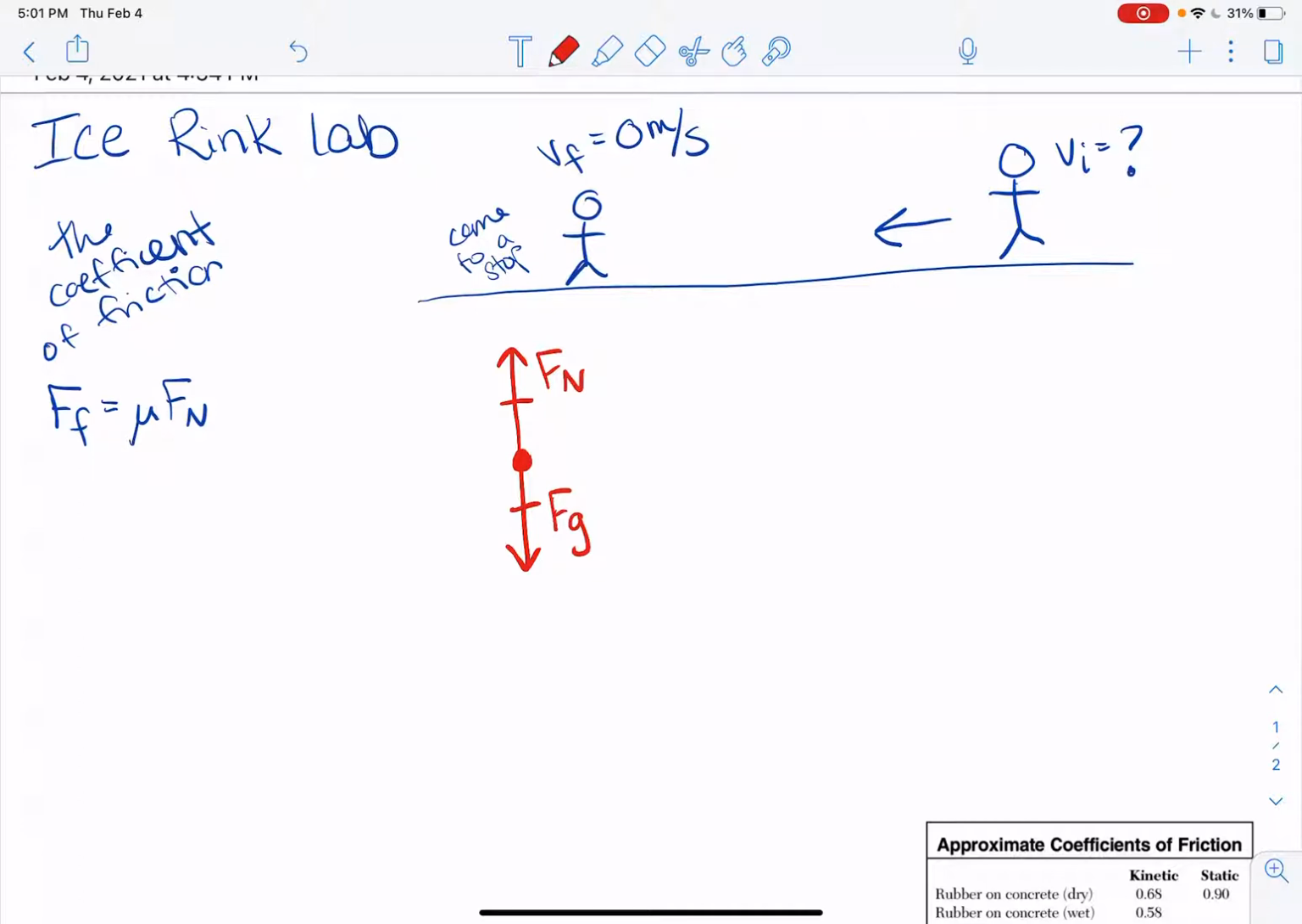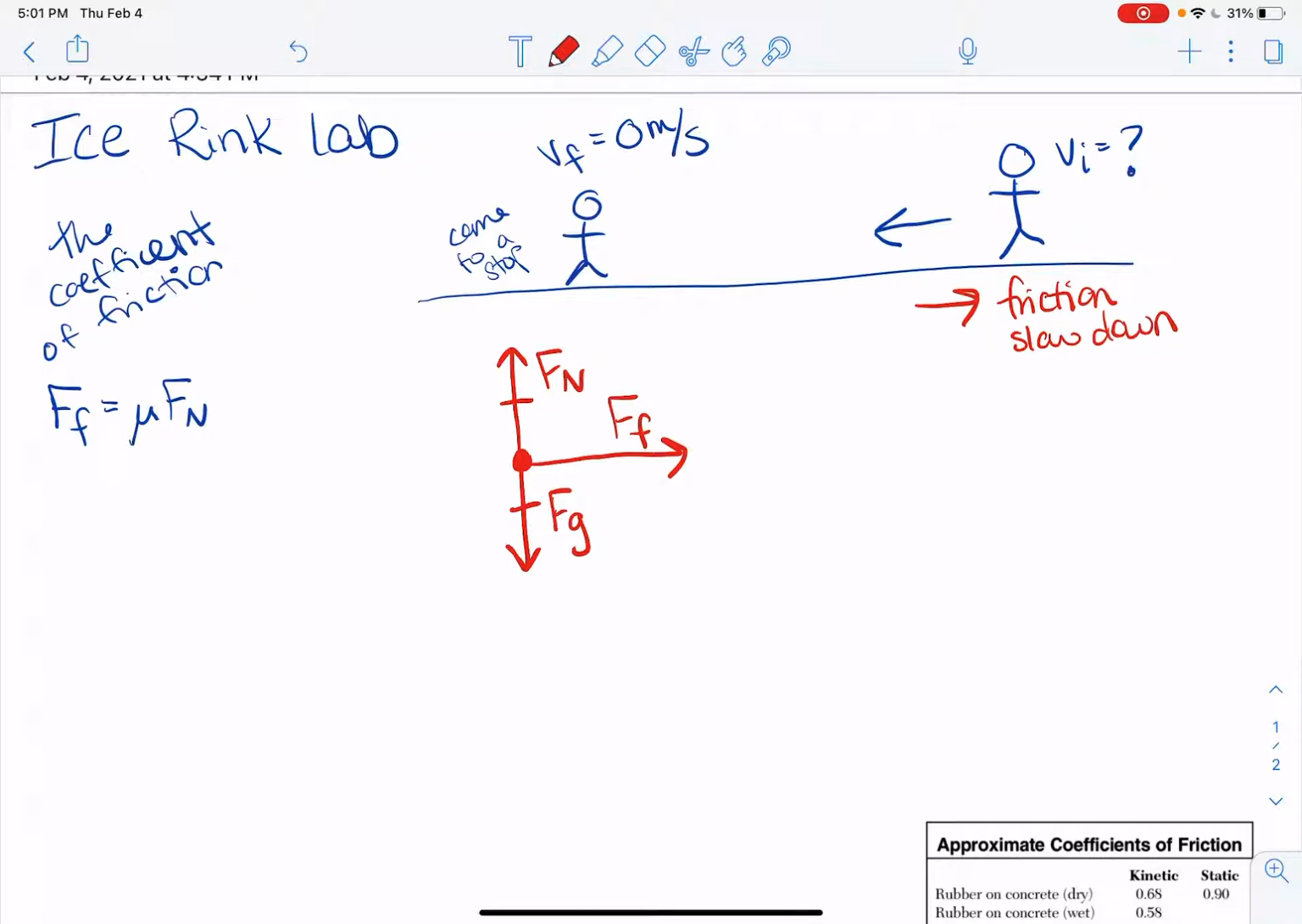Now, once the person starts sliding, they're moving to the left, in this direction, but they're slowing down, which means that the friction is happening in this way. The friction is moving that direction, and that is causing them to slow down. So I'm going to draw my friction force this way. That's going to become useful for us in a moment.